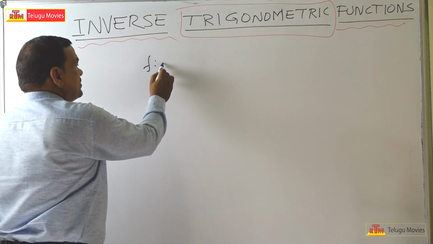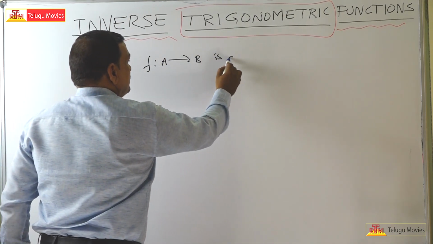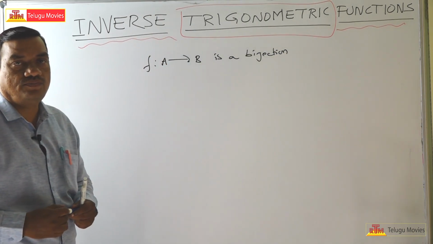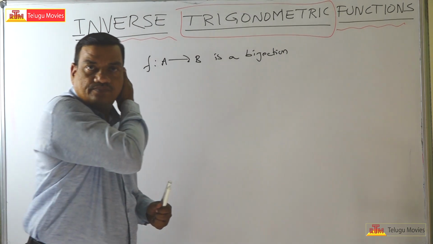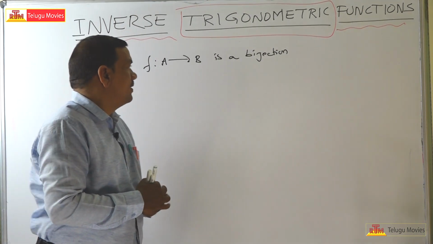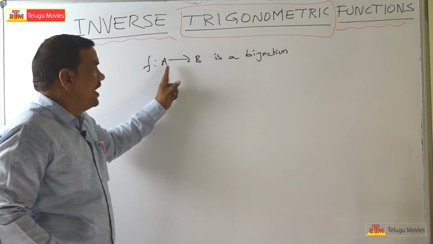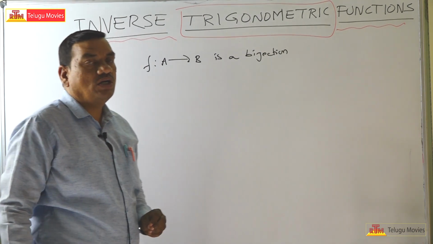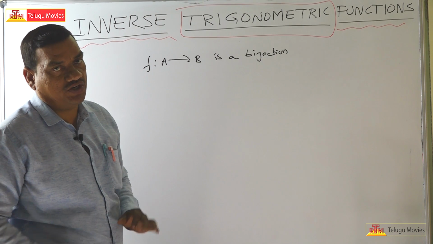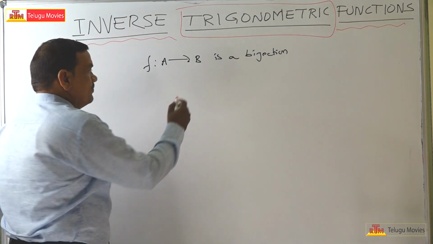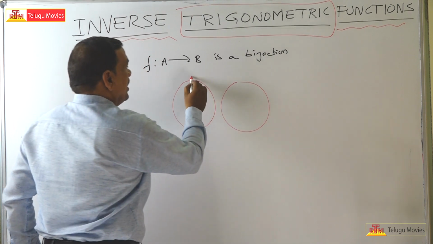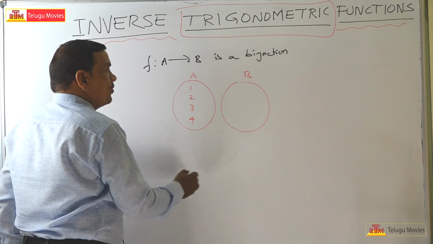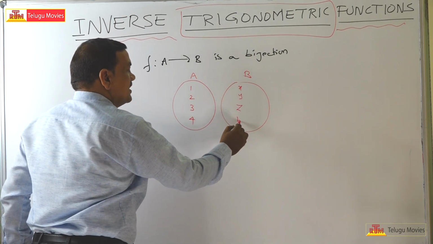If f is a function from A to B and is a bijection, what does bijection mean? Let f from A to B be a bijection. Bijection means both one-one and onto function. For example, I will take one example. A and B are two non-empty sets. Let A contain the elements 1, 2, 3, 4. B contains the elements x, y, z, w.